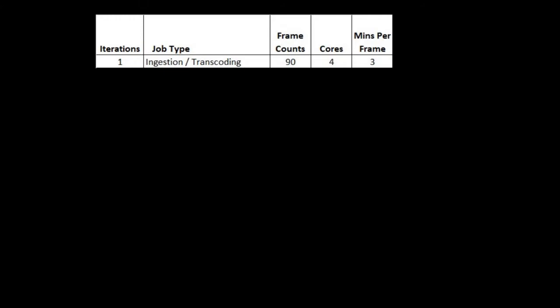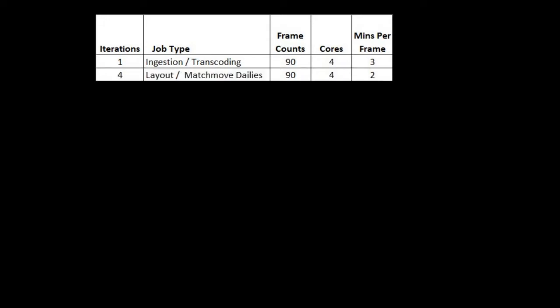With ingestion, this just means that this movie's going to come in and you're going to probably need to break it up into frames, or do whatever your pipeline does to the initial work that comes in from the client. Layout and match move, they're going to have to do the full 90 frame shot, and they may want to render it a few times, at least in dailies, so everyone else can see the layout. So again, I assumed 4 iterations for this, and I'm assuming these are all running at 4 cores per job, and just minutes per frame. These are very small jobs in terms of rendering.